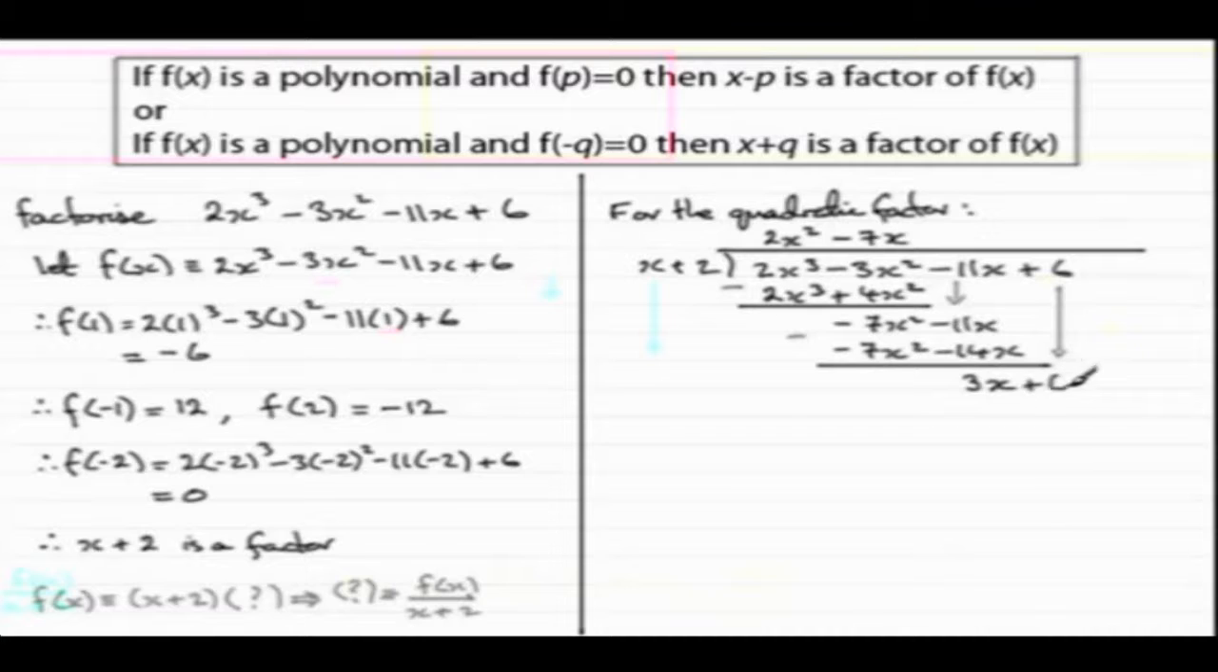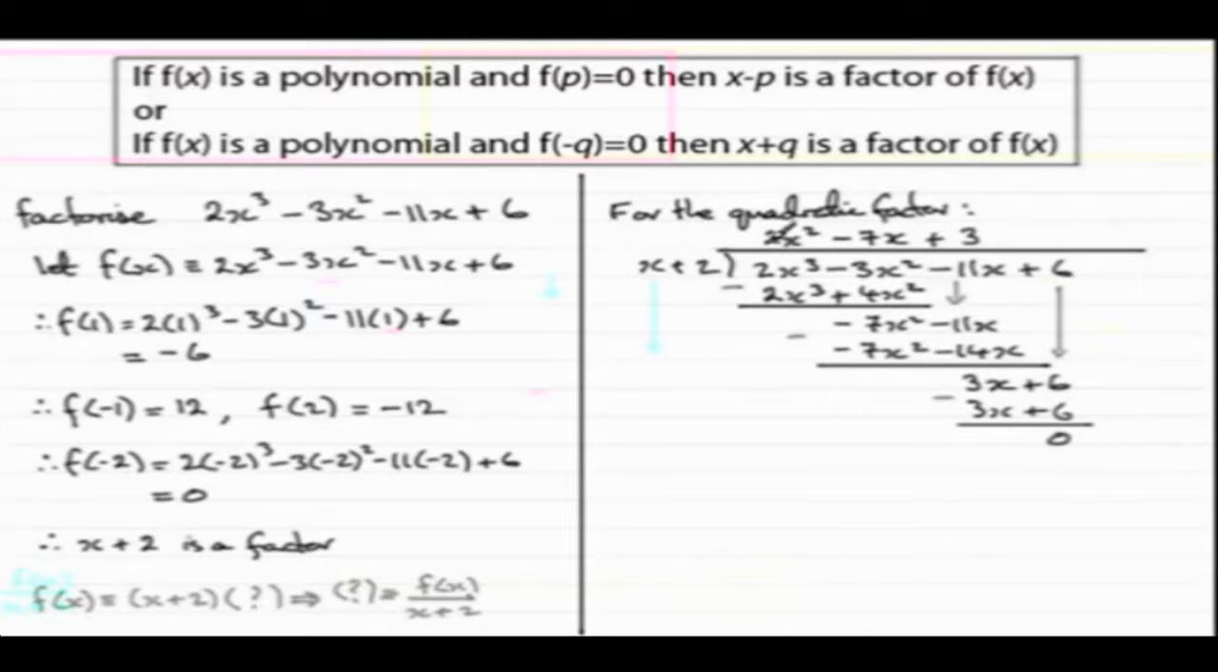Put it there. What do you multiply the x by to get 3x? And it's going to be plus 3. 3 times x plus 2 gives 3x plus, and 3 2's are 6. We've got an identical value here, so that when we subtract to find out what the remainder is, we get 0. And this proves also that x plus 2 is a factor of f of x because we had no remainder, it went in exactly.